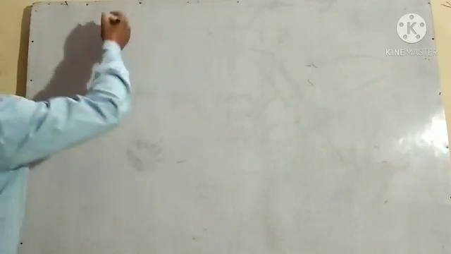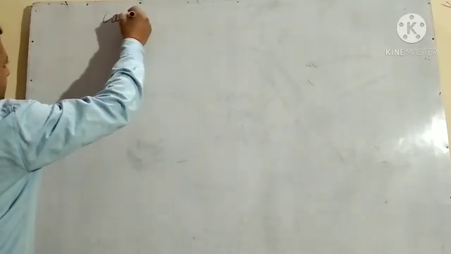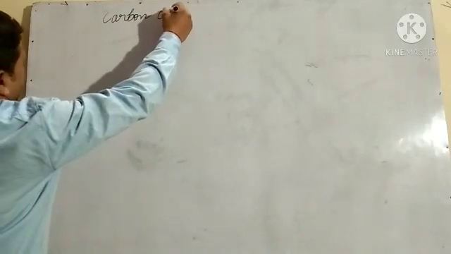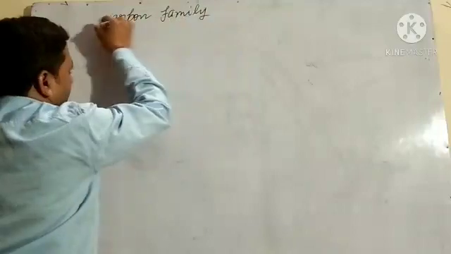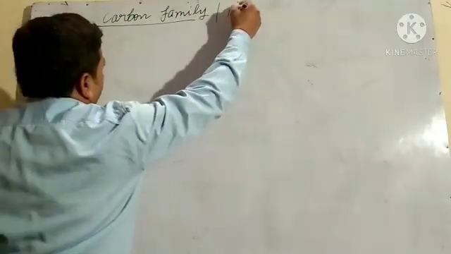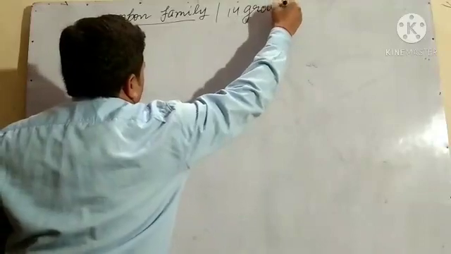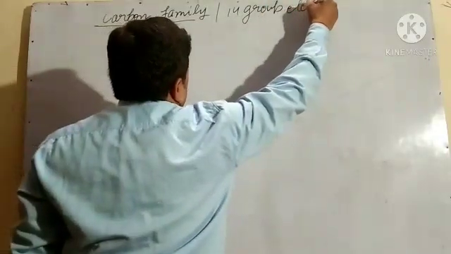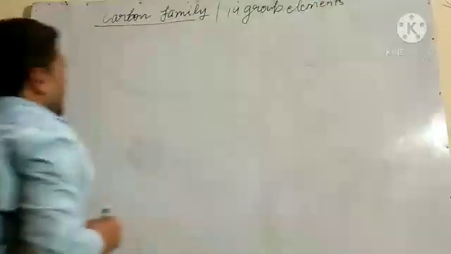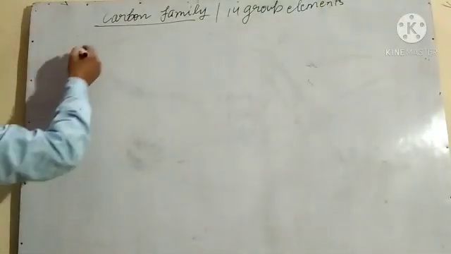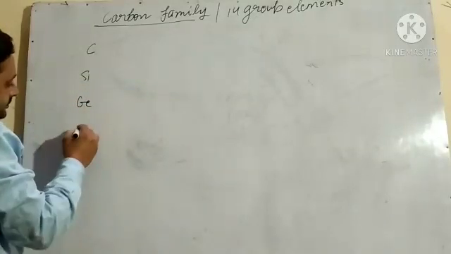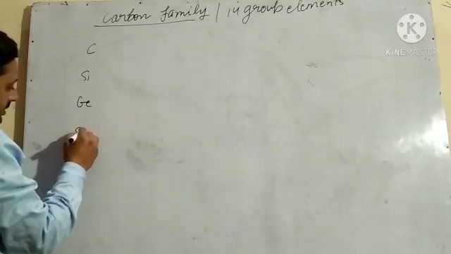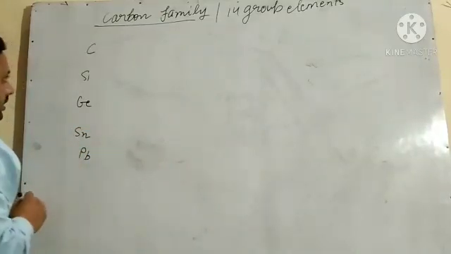So in the carbon family, what is that? Carbon family means 14 group elements. So how many elements are in group 14? Let us see. Carbon, silicon, germanium, tin and lead. Okay. So how can we remember them?